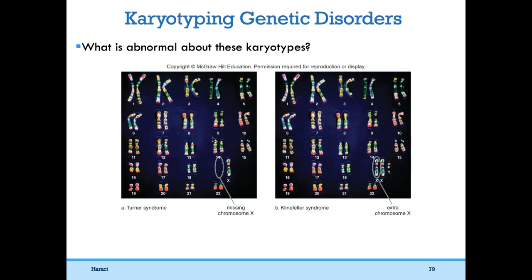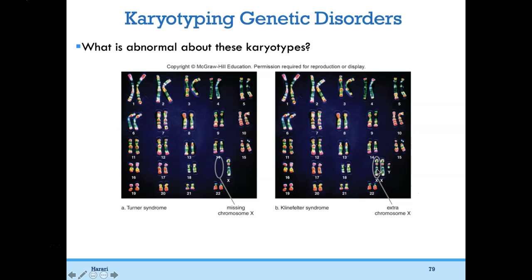So what's abnormal about each of these karyotypes? Right? It's kind of pointed out to you here, but you should be able to look. If you were a geneticist, you would look at these karyotypes and see, oh, there's a missing X chromosome. That means it's XO. This is a Turner syndrome female.